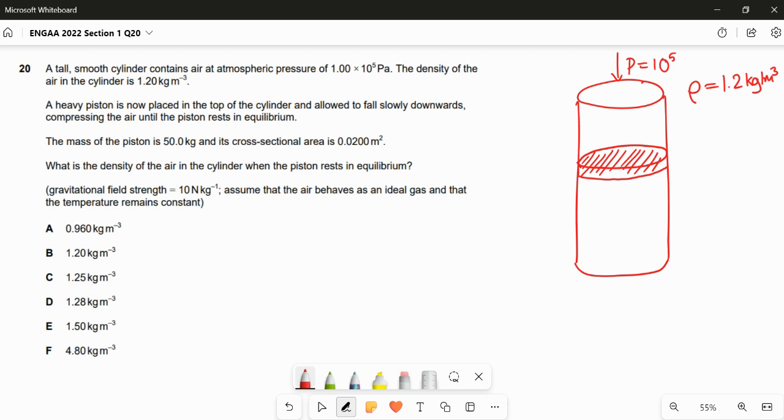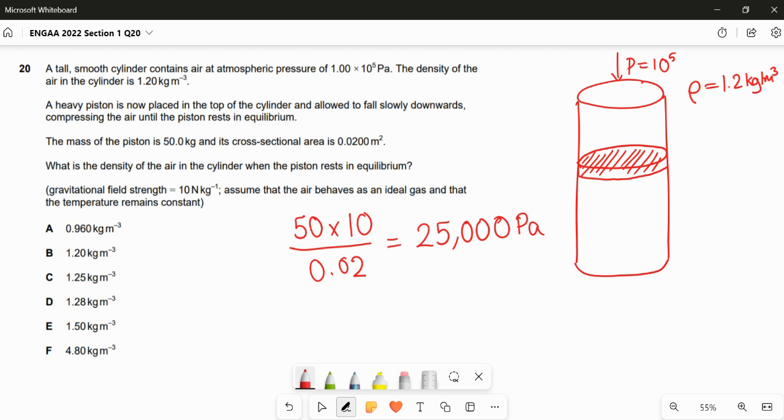So the pressure from that piston will be 50 times 10 for g. That's the weight, and then divided by the area, which is 0.02. So this will be the extra pressure on top, which is 500 divided by 1 over 50. So that is 500 times 50, which is 25,000 Pascal.